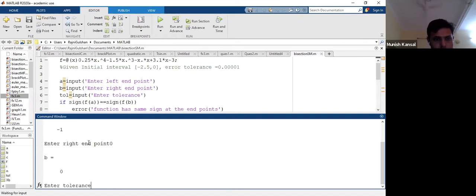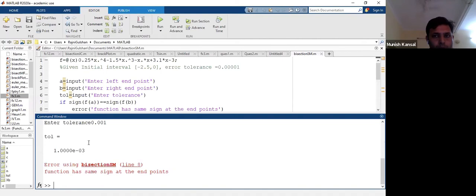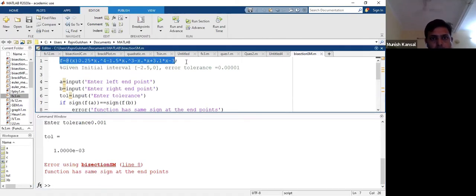So for the error tolerance, again you can take 0.001. Now you see the output. When you take the interval -1 comma 0, the output says the function has the same sign at the endpoints, right? So IVT is not satisfied for the given interval, so the method will not work, right?